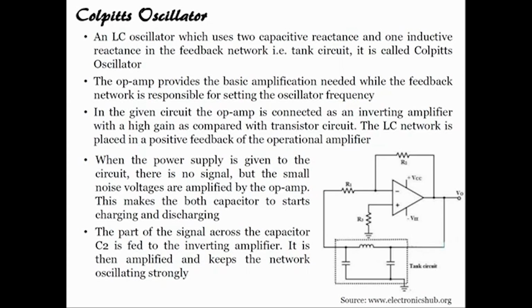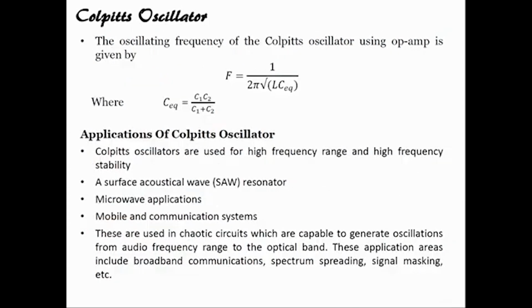When the power supply is given to the circuit, initially there is no signal, but a small noise voltage is amplified with the help of the op amp amplifier. This makes both capacitors charge and discharge. The part of the signal across the capacitor C2 is fed back to the inverting amplifier and then amplified, and keeps the network oscillating strongly. So, initially the noise voltage is amplified, it is fed to the tank circuit, and part of the signal is fed back to the amplifier, which causes strong oscillations.